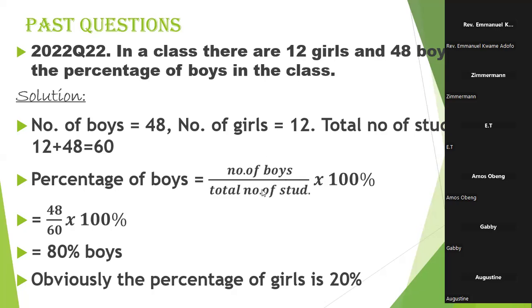The number of boys out of the total number of students, and we multiply it by 100%. So the number of boys there is 48 divided by the total number of students, which is 60, multiplied by 100%. So when you work this out, you get 80%. The percentage of boys there is 80%. So obviously, the percentage of girls will be 20%. That is, you subtract the 80% from 100% to get 20%.